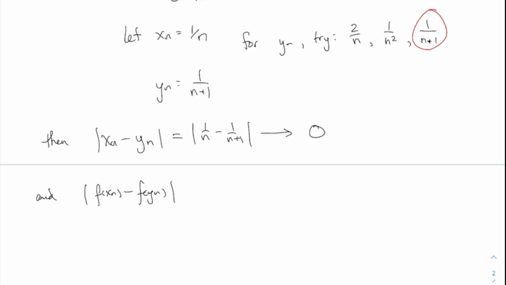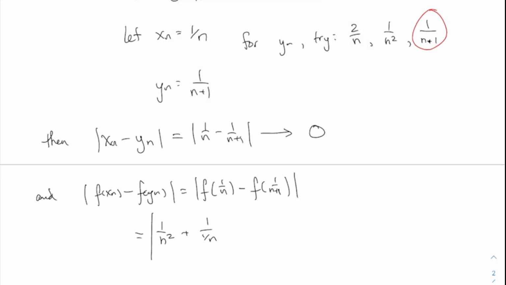All right, so f of xn, f of yn. This would be, first of all, f of 1 over n minus f of 1 over n plus 1, right? I just plugged in xn is 1 over n, yn is 1 over n plus 1. Now you plug these into the original function, which was x squared plus 1 over x. So, I'll be a little careful here. f of 1 over n will be 1 over n squared plus n, right? I'm plugging into f of x.